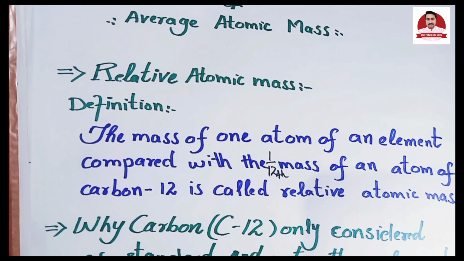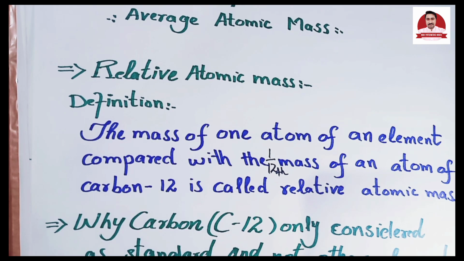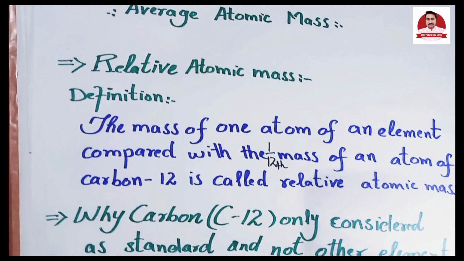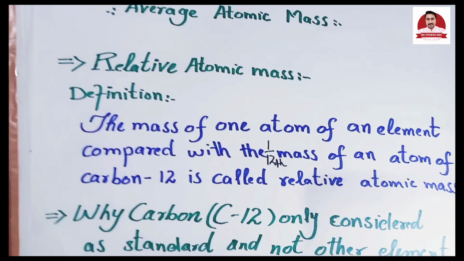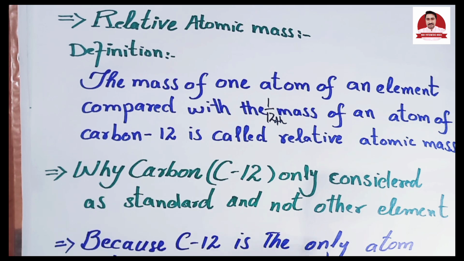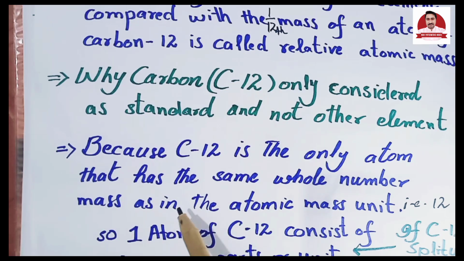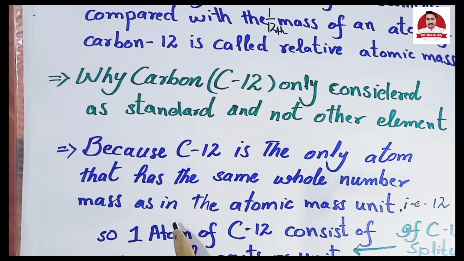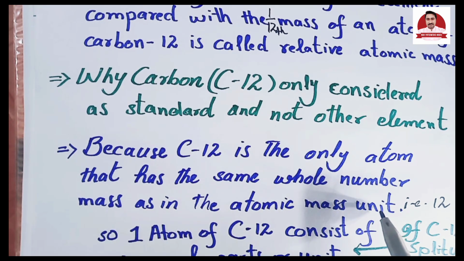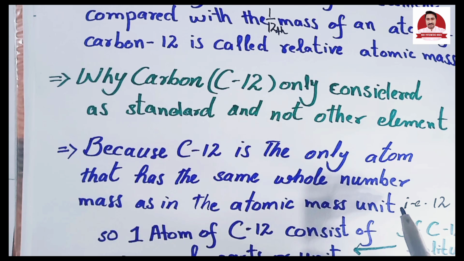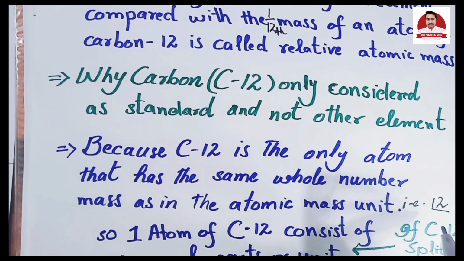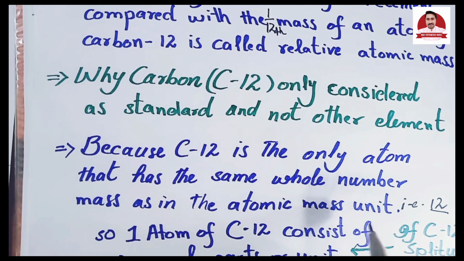Now the question is, why do we consider only the carbon atom as a standard and not other elements? The answer is that carbon-12 is the only atom that has the same whole number mass as in the atomic mass unit, that is 12. All the other elements have atomic mass in fractions.